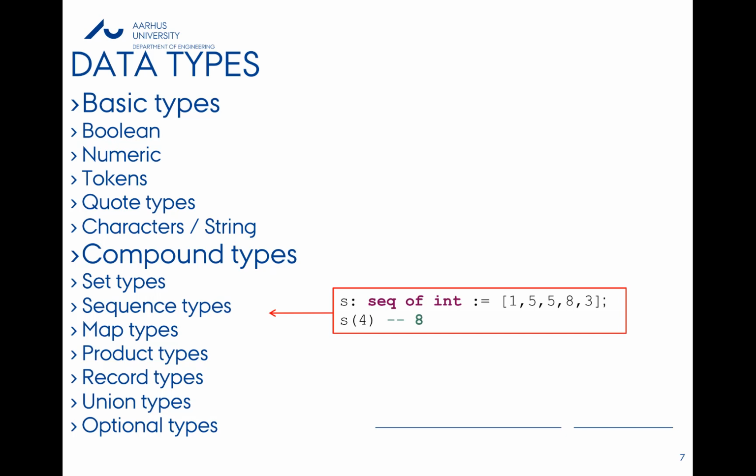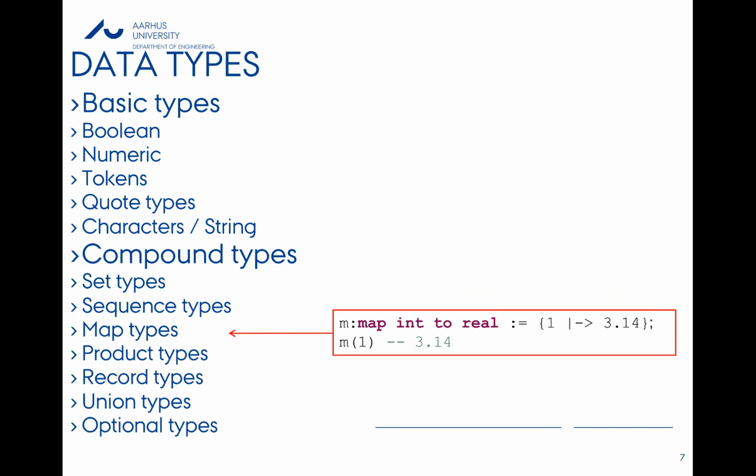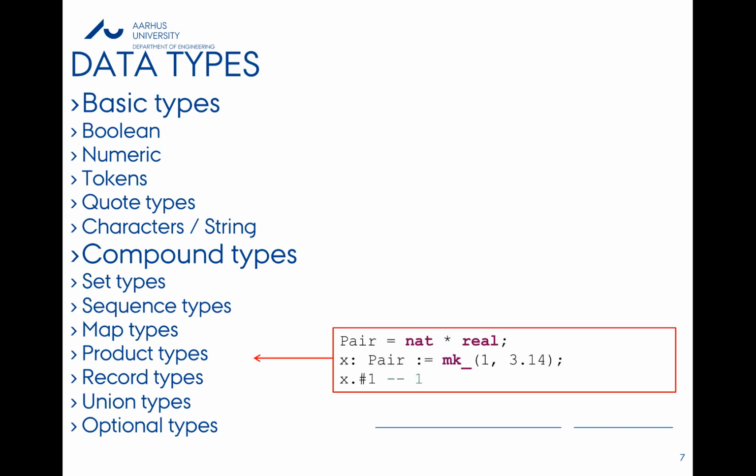If we look at sequences, where there is an ordering, we have a sequence here with 5 different elements, and if we look up the fourth of them, because we start numbering from 1, we get 8 coming out. We have a notion of mappings, and mappings are essentially finite functions. In this case, it goes from integers to reals, and we look up a particular value in the domain and get the corresponding range value. Product types are written with stars in between them, and values of such product types are identified by means of mk_ and then brackets around the actual elements.